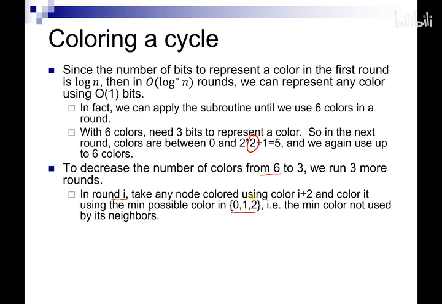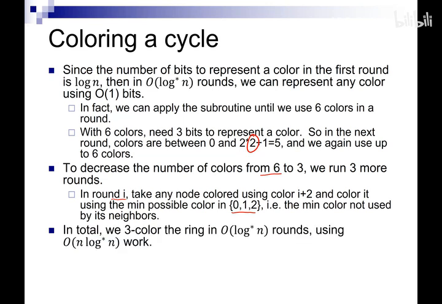And then in round 2, we're going to take any node that's colored using color 4, and again, you're going to look at its 2 neighbors, and you're going to pick one of the unused colors. And then you do it for the nodes colored 5. So after you do these 3 rounds, everybody is going to be using a color between 0 and 2. So then we have a 3-coloring.